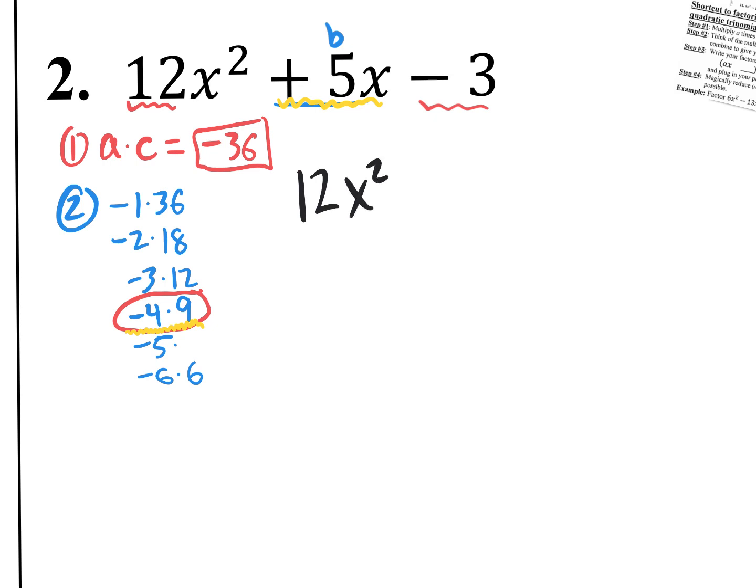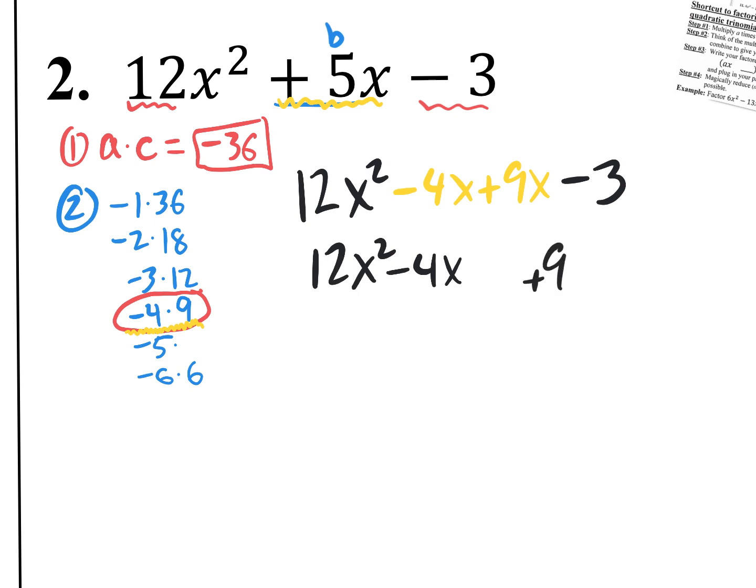12x squared minus 4x plus 9x minus 3. Again, I changed the 3-term trinomial to a 4-term polynomial. Why would I do that? Because now that I have 4 terms, I could actually factor by grouping. So factoring by grouping, separated into 2 groups, 12x squared minus 4x, space, positive 9x minus 3.